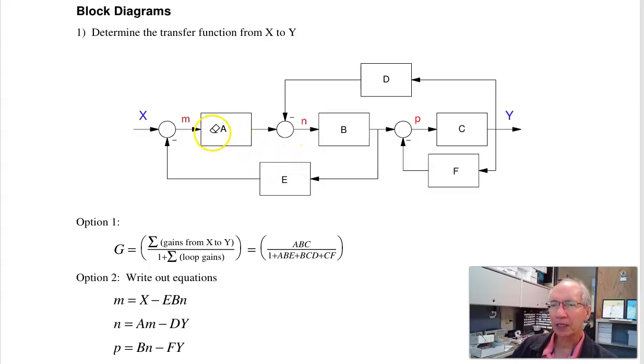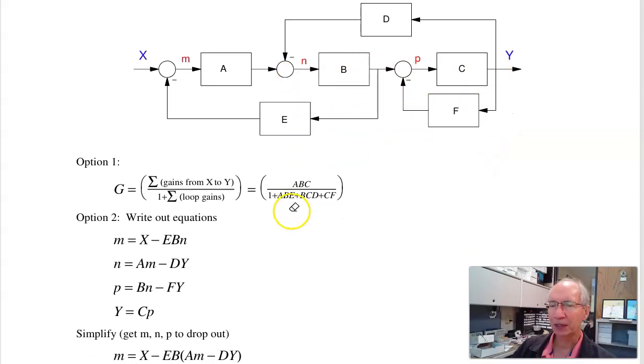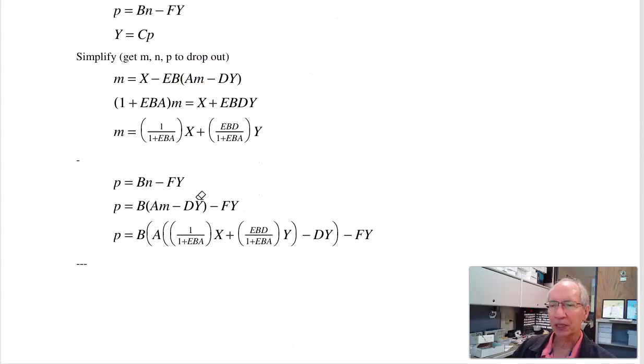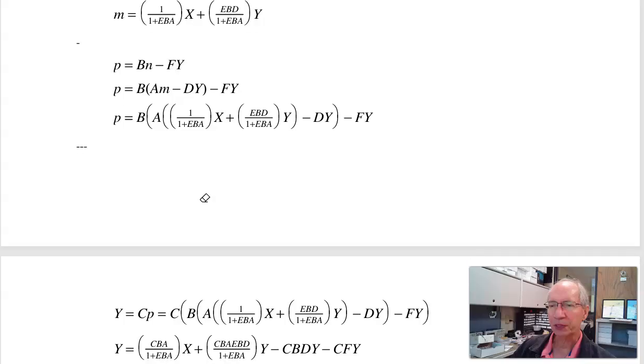If you do it the long way, I define the output of each summing junction to be a variable m, n, and p. M is x minus EBN. N is AM minus DY. P is minus FY plus BN. Y is C times P. Do a bunch of algebra, grind it out. Work out the transfer function.